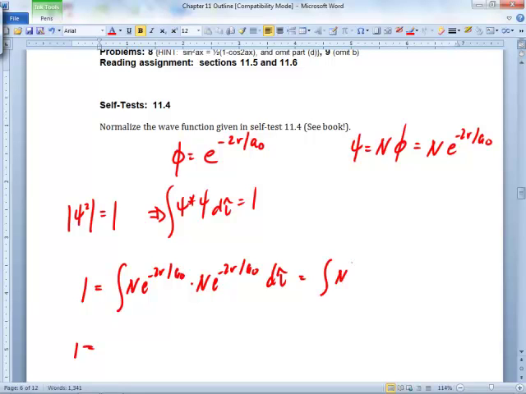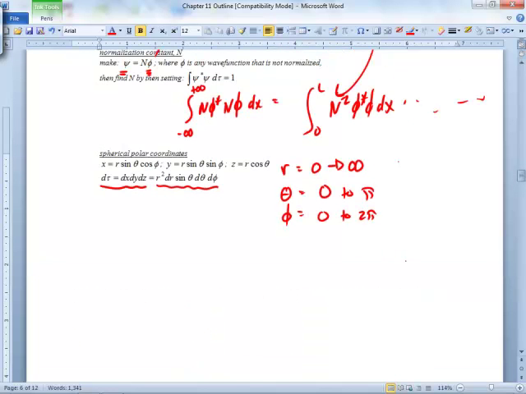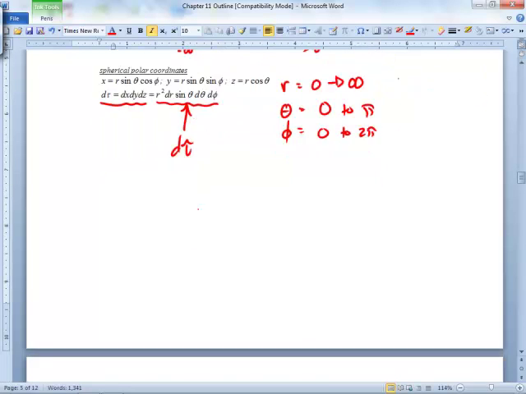So we can combine the N's. Before I write the d tau part, e to the negative 2r over a naught times e to the negative 2r over a naught, that's what? Well, how do you multiply exponentials? Yeah, you add them up. So it'll really be e to the negative 4r over a naught, right? D tau. Now my d tau is, we wrote it up here somewhere. Here it is. That's my d tau. R squared dr sine theta d theta d phi.